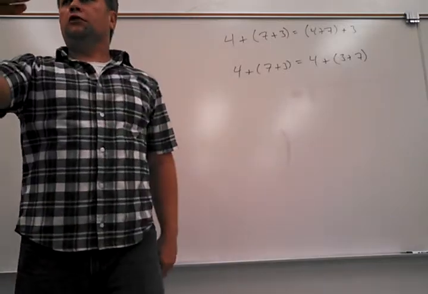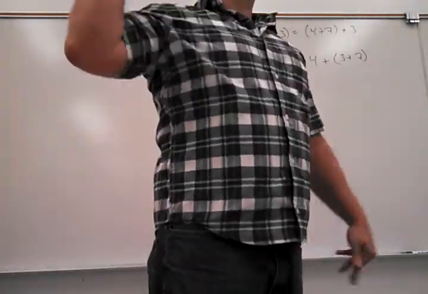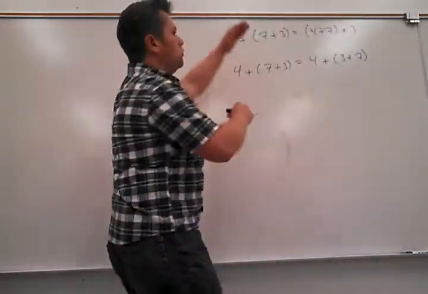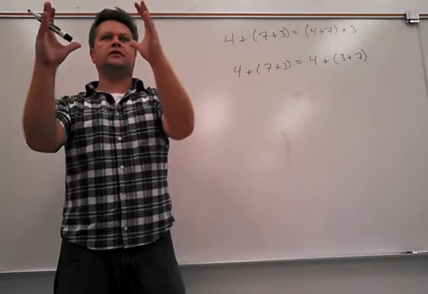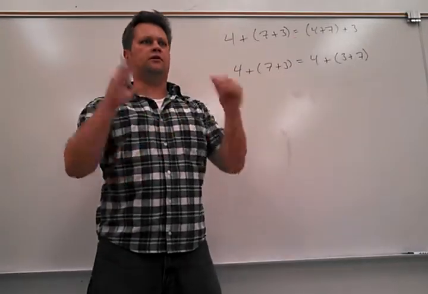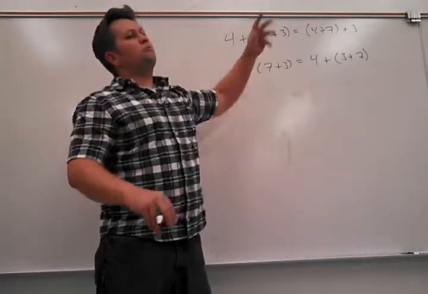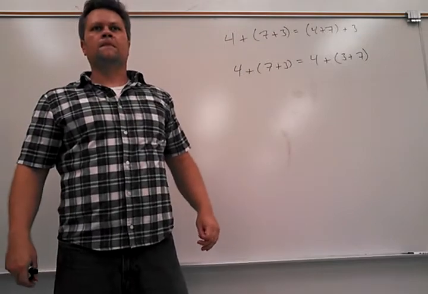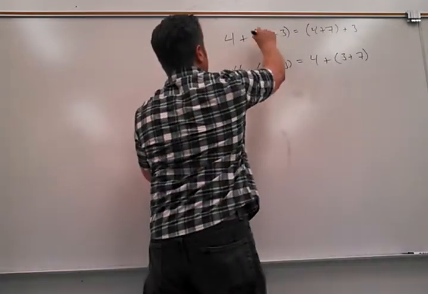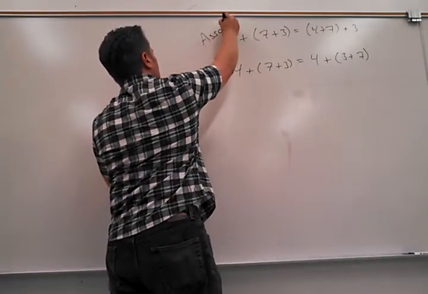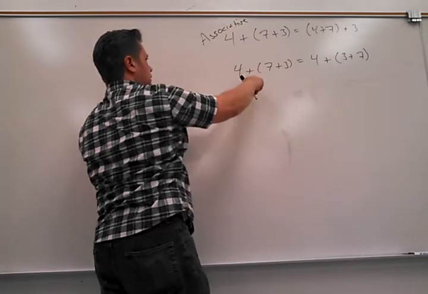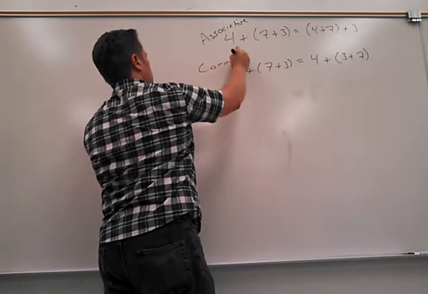So what did you guys do today to get here? You commuted. All of us as individuals commuted to get here. So individual things commute. Parentheses get up and associate with other things. So which one did the parentheses move? The top one. So this is associative. This is commutative.